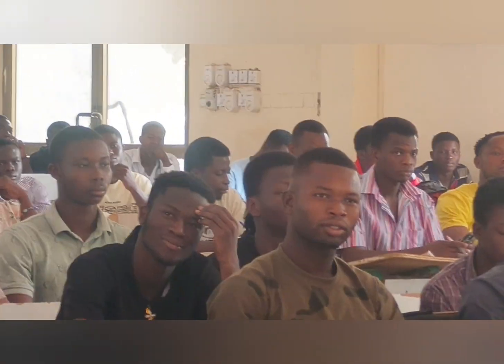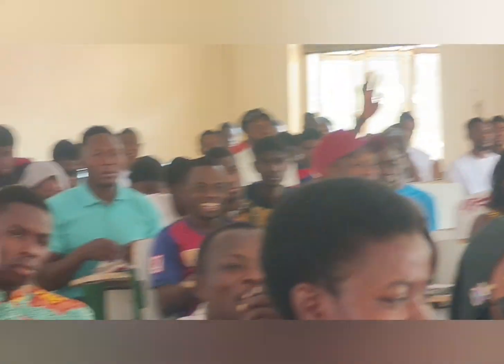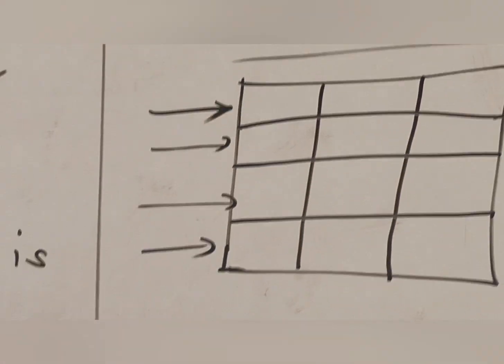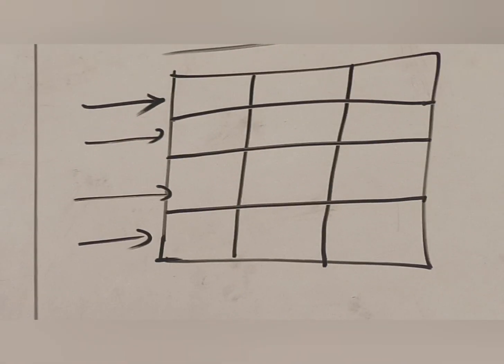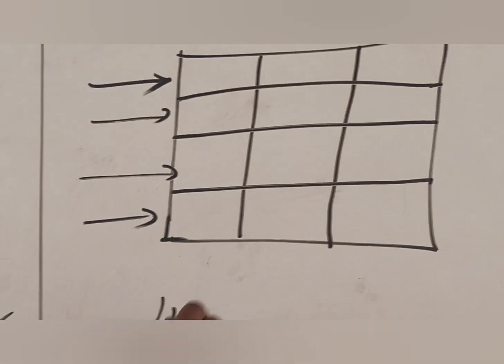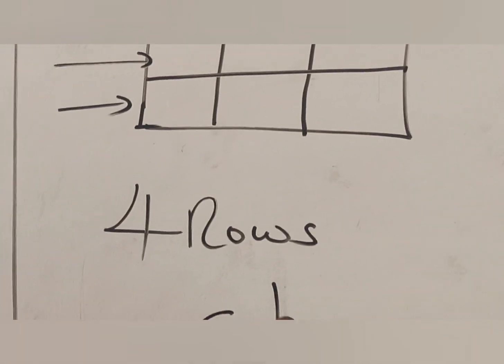So what is the table? Left to right, how many boxes will you meet? This is one box, another box, another box. How many times am I meeting this? Four times. We say rows. So this table has 4 rows.